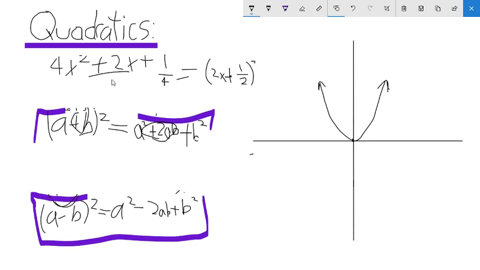And we can also check it by doing it in the middle. Let's see if that fits correctly. 2 times half times 2x is perfect. It's 2x. So there you have it. That is your perfect square trinomials.